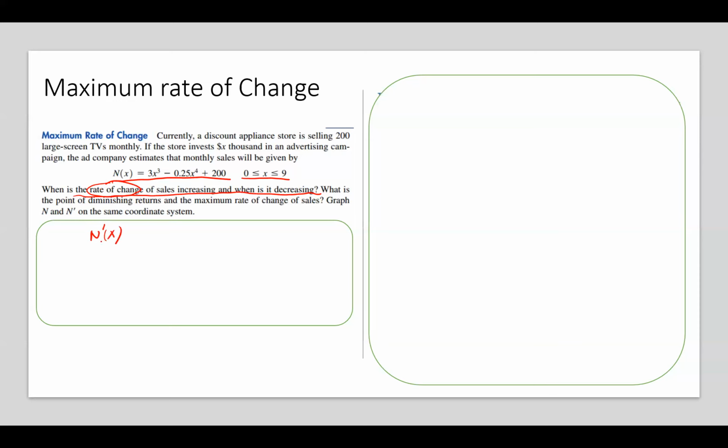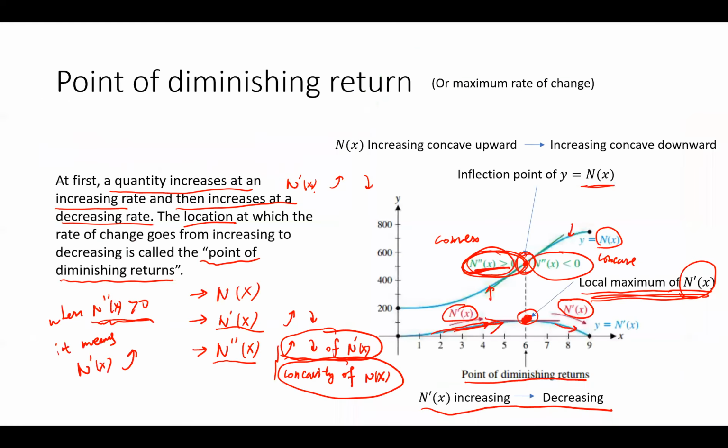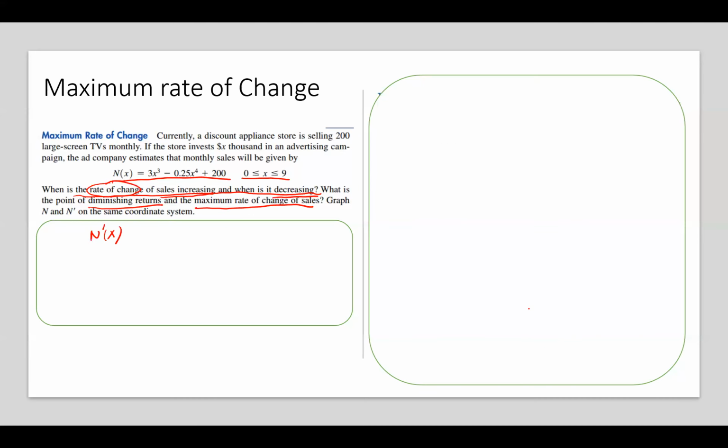With this form, we also need to determine which point is causing this to happen: first increasing, then decreasing. In other words, we're looking for the point of diminishing returns. At this particular point, we have the maximum rate of change of sales. To identify that, we need access to the double prime of x.